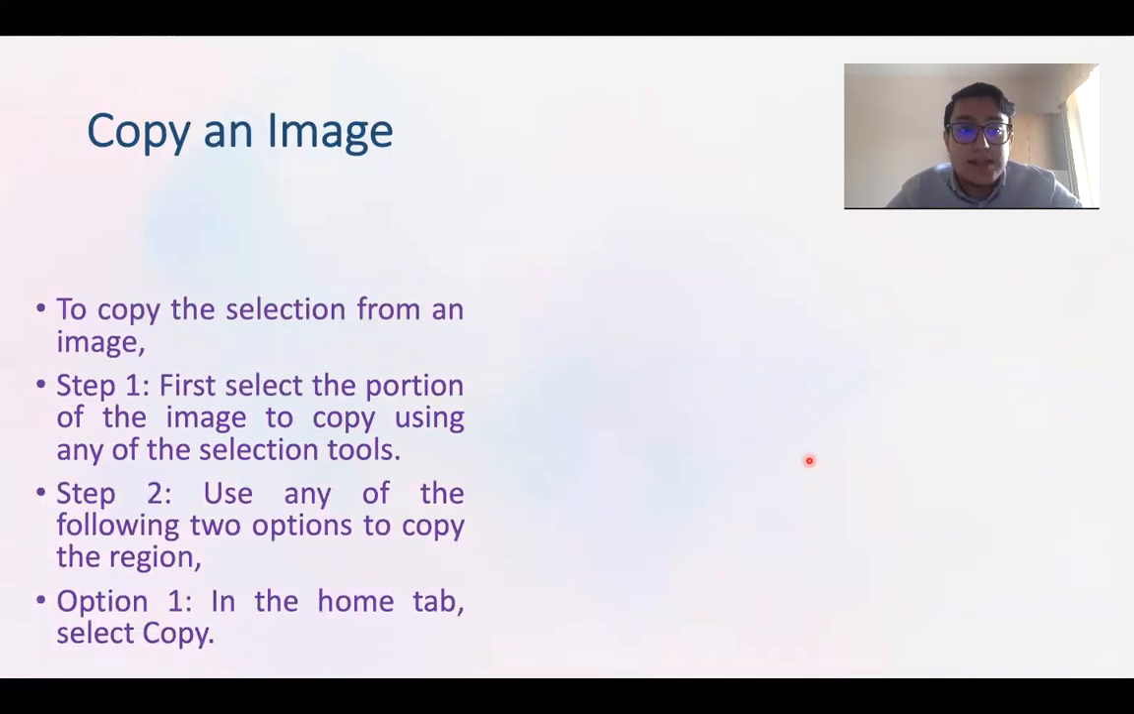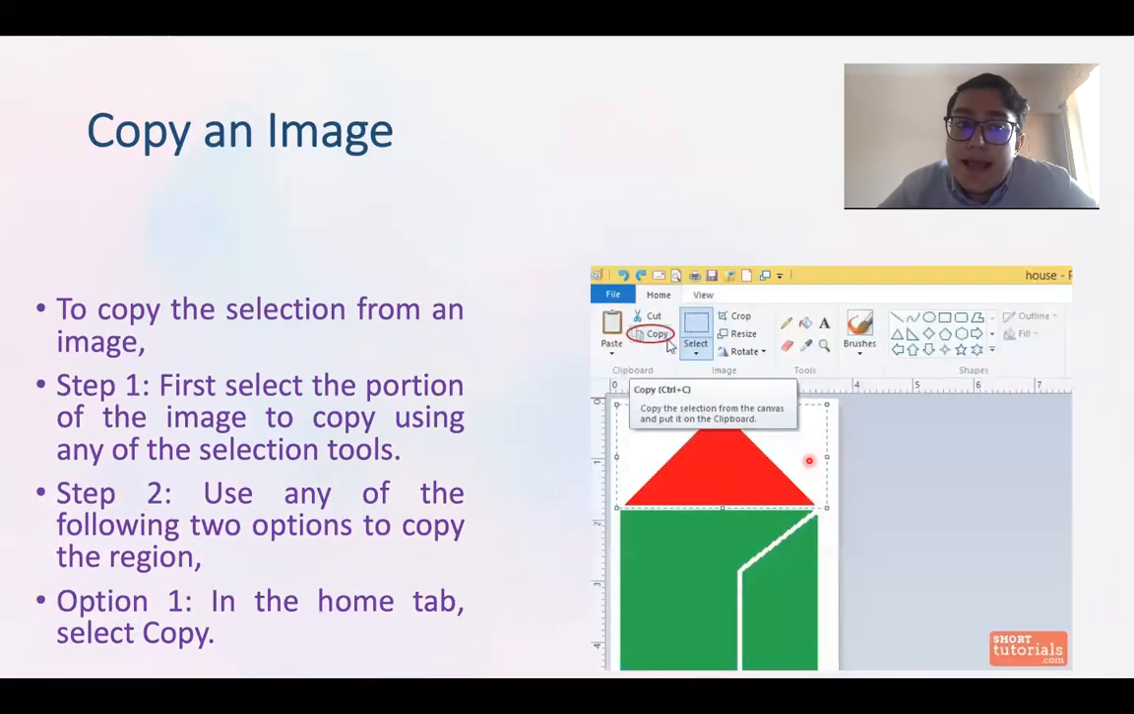Next, let's talk about copying an image. So copy an image in MS Paint. To copy the selection from an image, there are many options and steps, so we will go through each step. Step one, just do the selection. First you have to select the portion of the image that you want to copy using any of the selection tools.